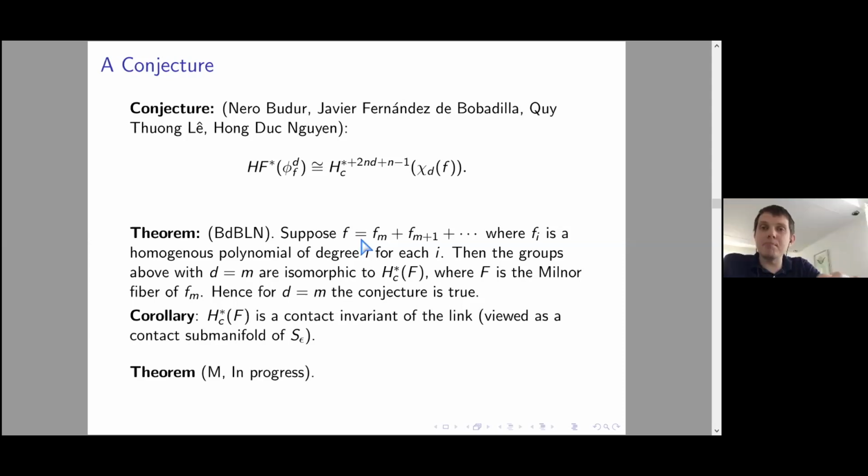Okay, so now my main theorem is that this conjecture is true in general, and I want to explain why it's true. So there's a reason why this is true, and I hope it becomes clear by the end of the talk.